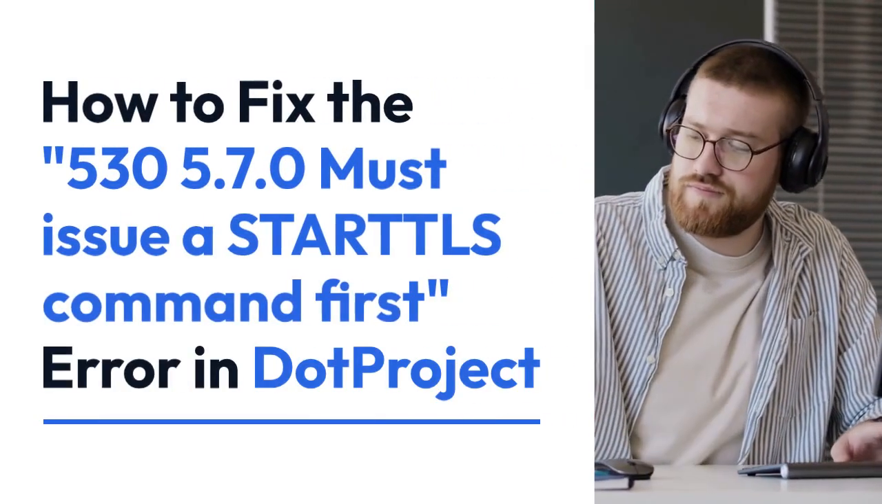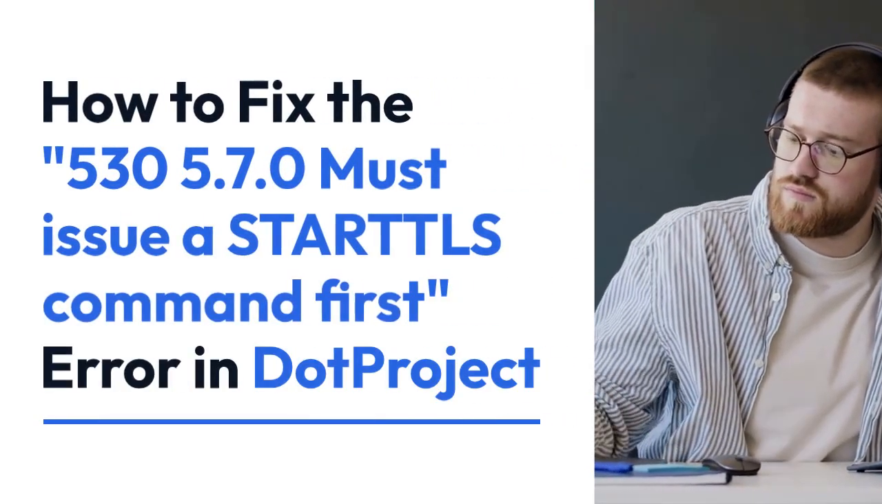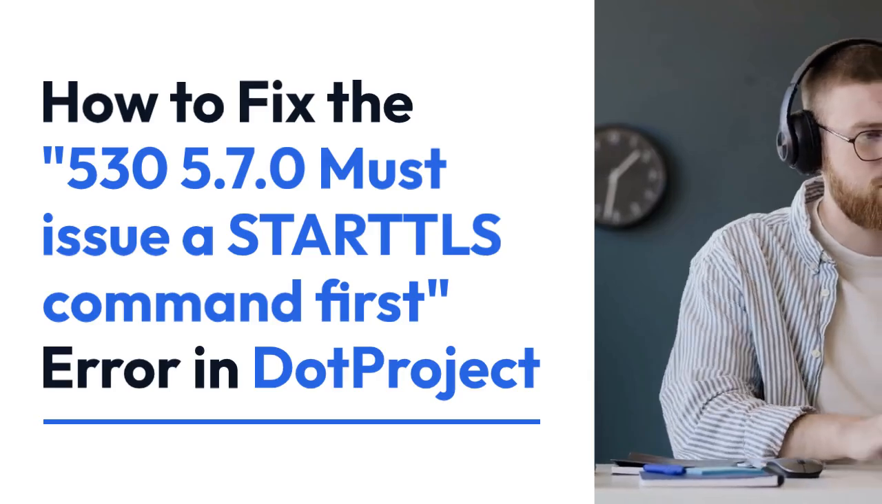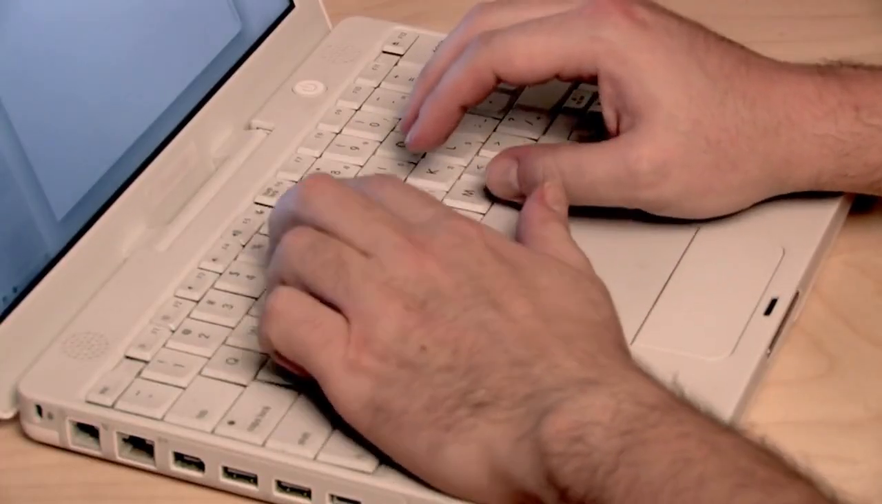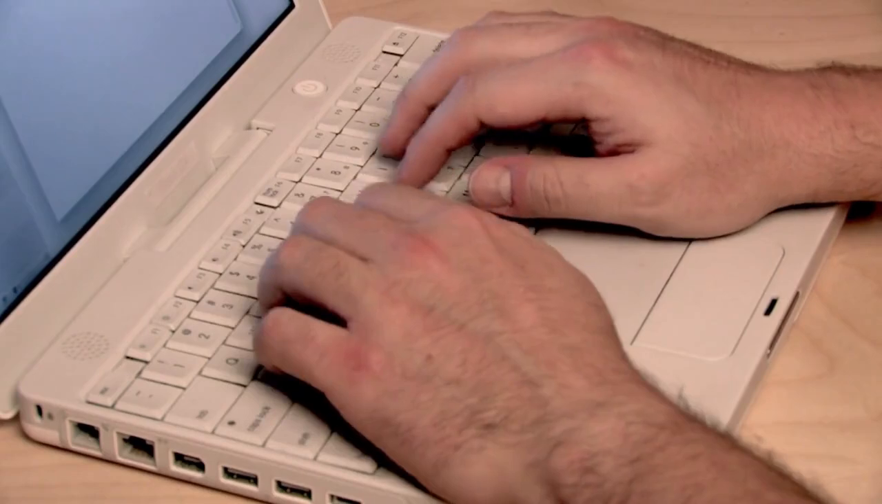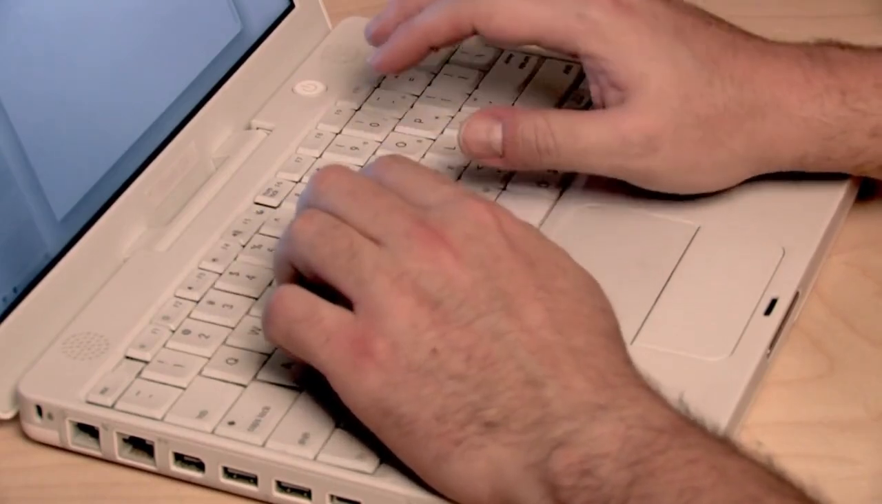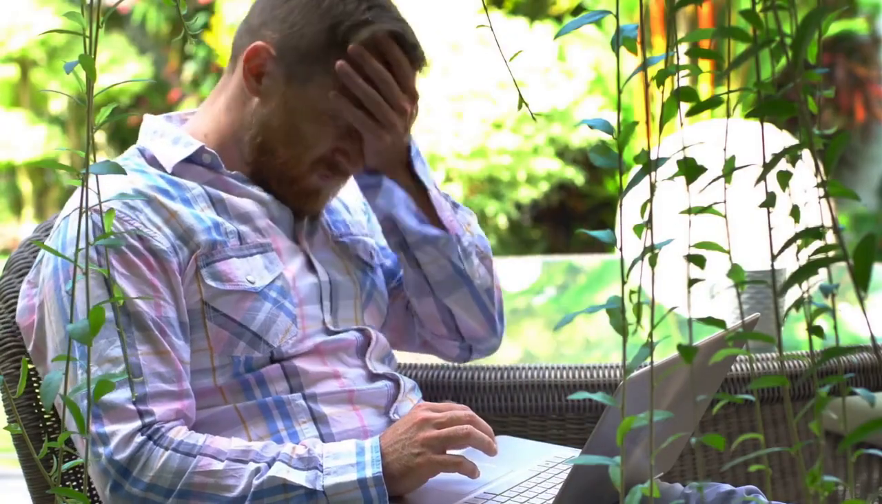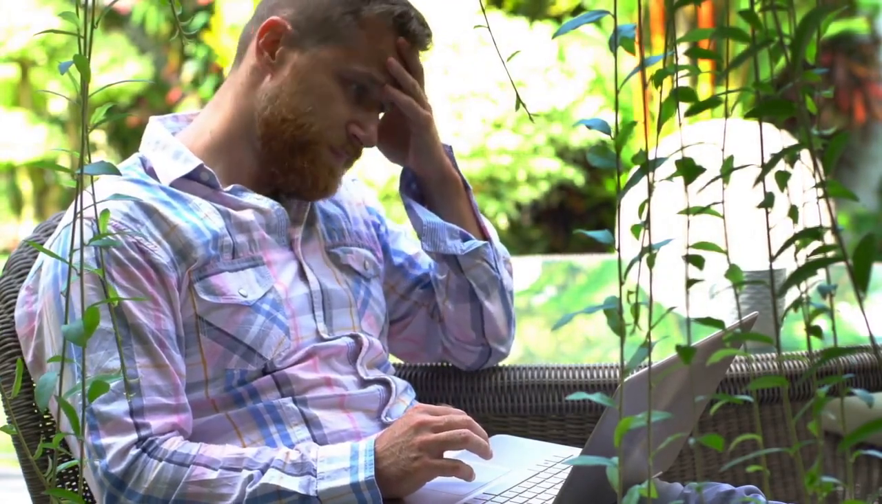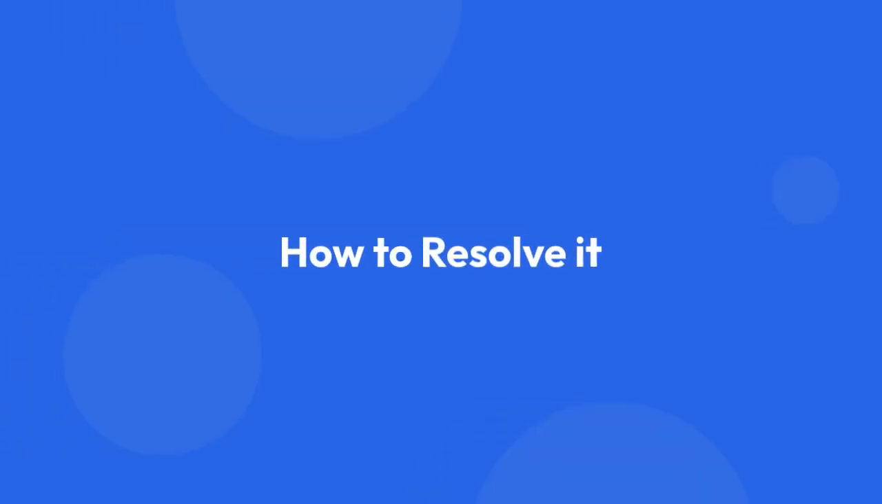We're going to explain how to fix the 530 5.7.0 must issue a STARTTLS command first error in DotProject. This error usually pops up when DotProject, your project management software, tries to send emails but fails because your mail server requires a secure connection using STARTTLS. It basically means DotProject isn't encrypting its email communication before sending it, and your server won't accept unencrypted emails. Here's how to resolve it.